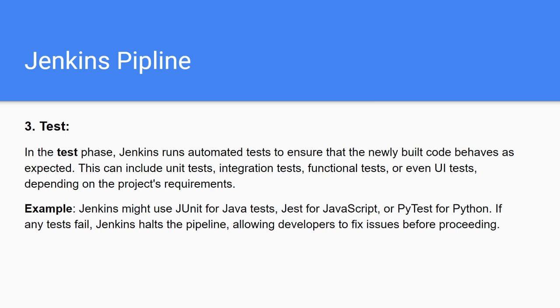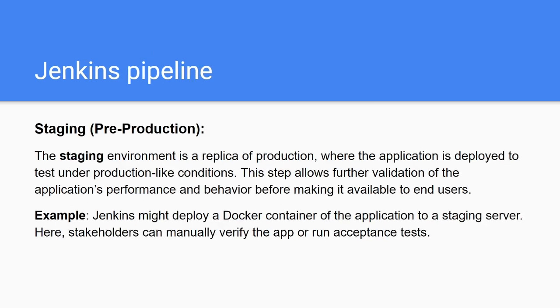Third stage is test. In the test phase, Jenkins runs automated tests to ensure that the newly built code behaves as expected. This can include unit tests, integration tests, functional tests, or even UI tests, depending on the project's requirements. For example, Jenkins might use JUnit for Java tests, Jest for JavaScript, or PyTest for Python. If any test fails, Jenkins halts the pipeline, allowing developers to fix the issue before proceeding.